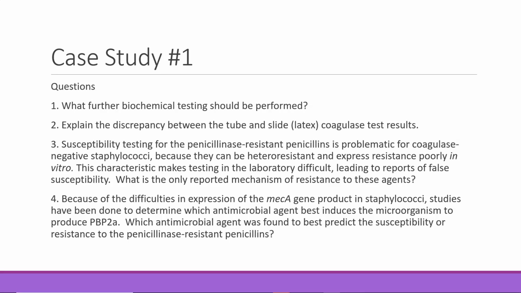Because of the difficulties with expression of the mecA gene product in Staphylococci, this is number 4, studies have been done to determine which antimicrobial agent best induces the microorganism to produce that protein. Which antimicrobial agent was found to best predict the susceptibility or resistance to the penicillinase-resistant penicillins? The antimicrobial agent to best predict susceptibility is actually cefoxitin.